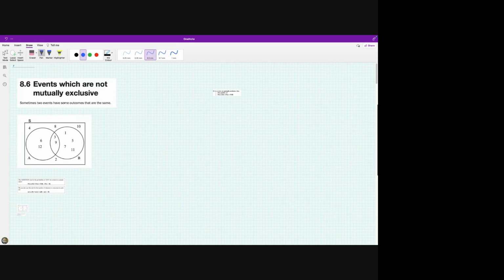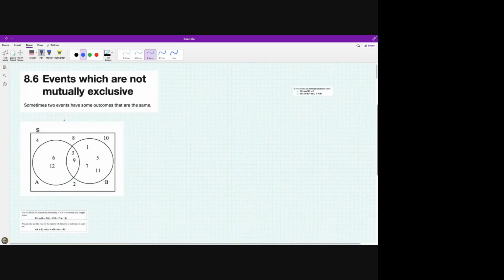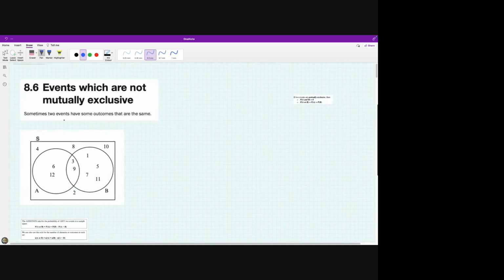In the previous lesson, we were talking about Venn diagrams and how these Venn diagrams can represent events. And in the Venn diagrams, there are specific things called outcomes. Now, to start with today, it says here, events which are not mutually exclusive. So what does the word mutually exclusive mean is something that we need to think about.